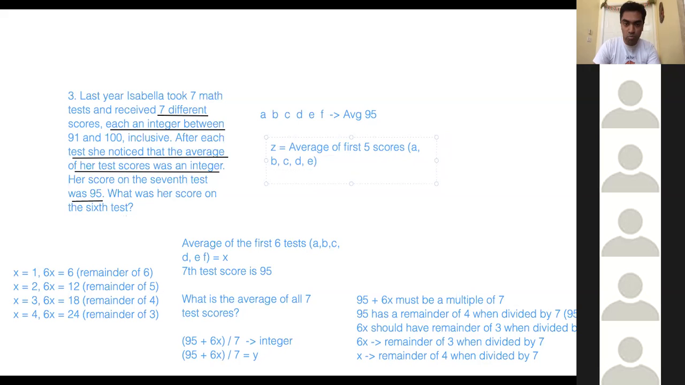And so what do we know about Z? What should it be? We don't know what exactly the value should be, but what kind of number is it? An integer. Integer, good. So now let's say the average of the first 5 scores is Z, and we want to know the 6th one, F. So what do we know about some relationship between Z and F and the average?